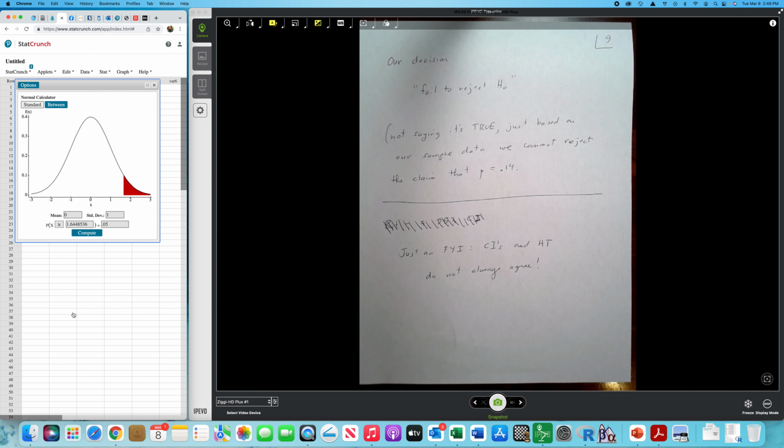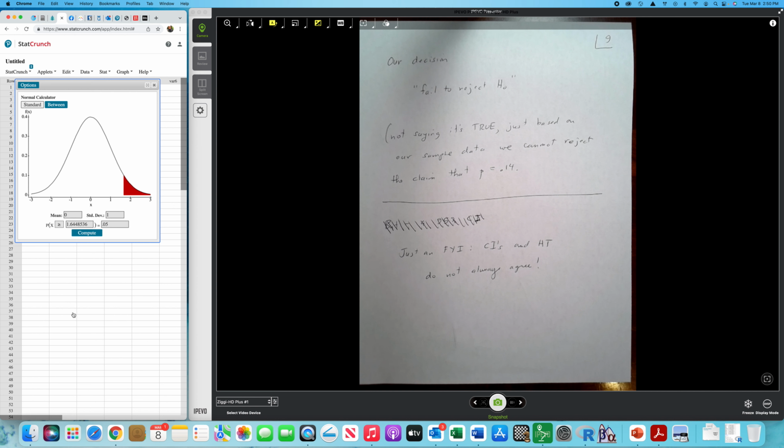And if we fail to reject, which we did in this case, we're not saying that H sub 0 is true, that p is equal to 0.14. All we're saying is, based on our sample data, we cannot reject the claim that p is equal to 0.14. We still may not believe it. We still may want to test it again, but based on our sample data, we cannot reject that claim, that statement about p.